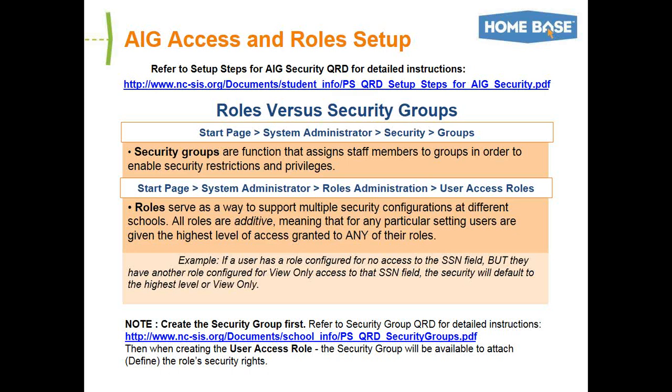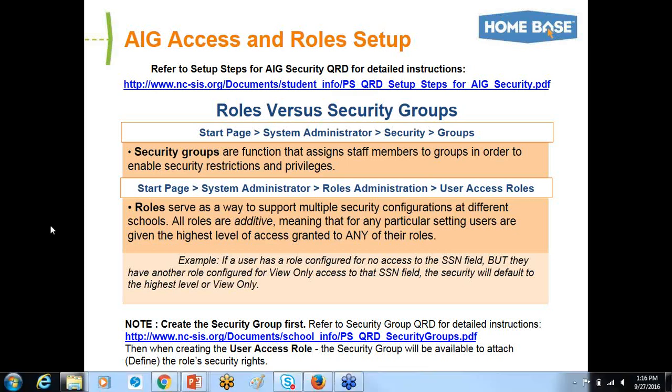The next thing is your security user access roles. Roles serve as a way to support multiple security configurations at different schools. These roles are additive, meaning that for any particular setting, users are given the highest level of access granted to any of their roles. So if a user has a default role, and they cannot see Social Security numbers on any of those Social Security number fields, but then you add a role to them that has view-only access for Social Security number fields, then the security will default to the highest level, or the view-only role.